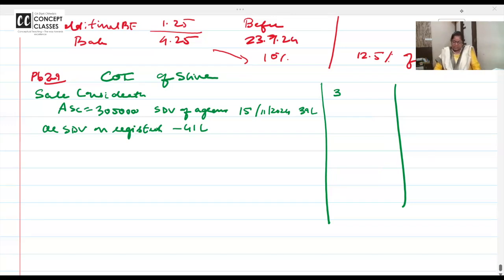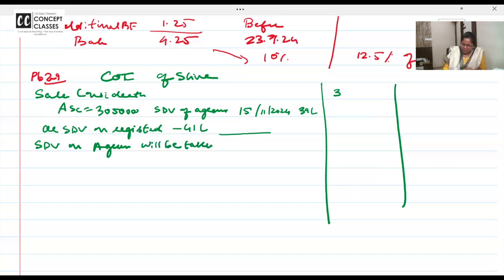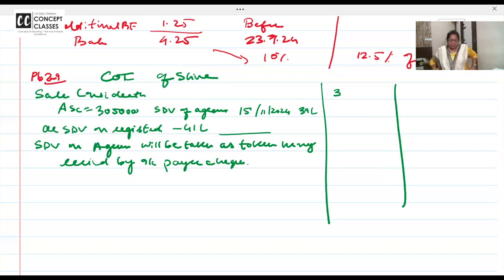Actual sale consideration is 30,50,000. But you have stamp duty value on the date of agreement and on registration. Stamp duty value on agreement will be taken as token money is received by account payee cheque. How much? 39 lakhs.